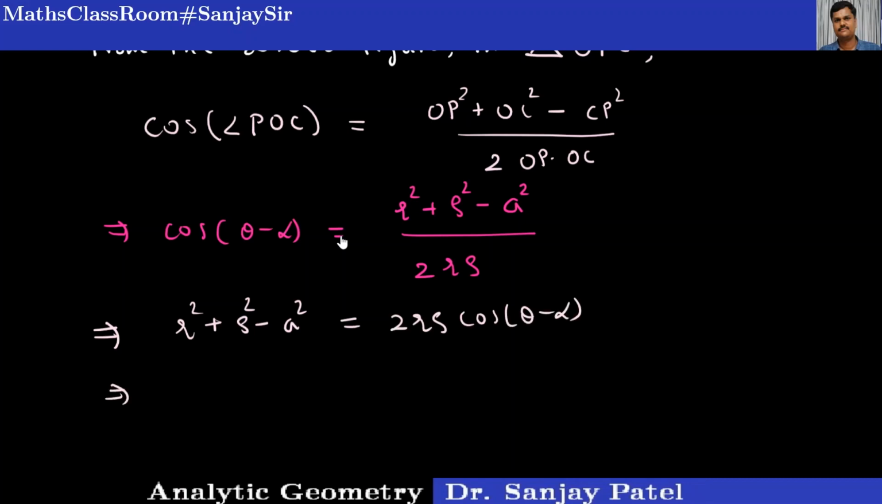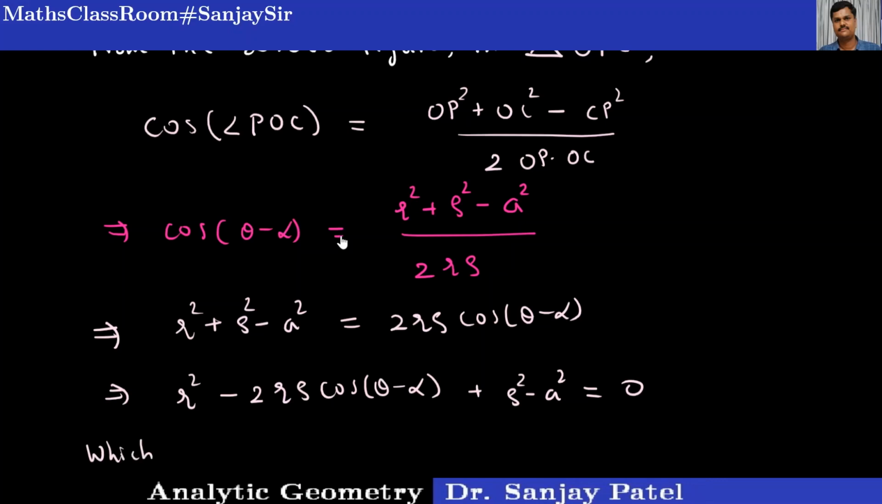And rewriting it in a proper way, r square minus 2r into rho into cos of theta minus alpha plus rho square minus a square is equal to 0. And this is the required equation. So, which is the required equation, or the required polar equation of a circle.